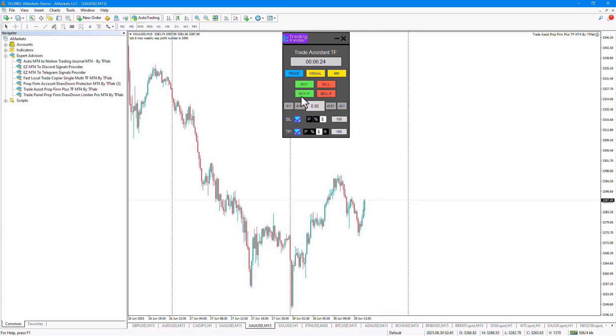The next two options are buy pending and sell pending. By selecting these, a level is displayed for us that we can easily move on the chart to set the pending entry point at that position.